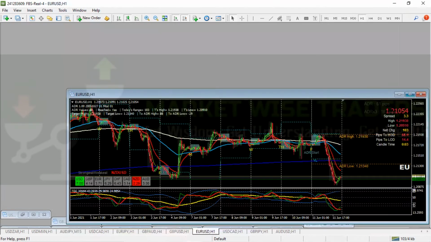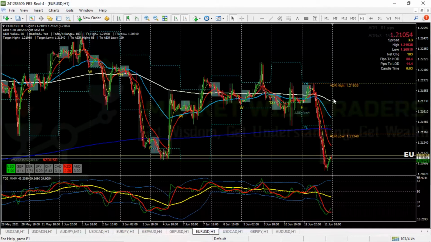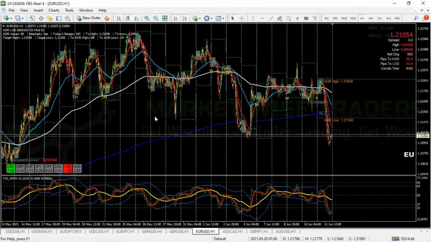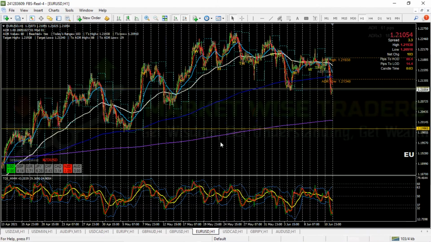Okay, let's start off with EU, so the bigger major. These are old lines, let me just remove this line. This is the H1 time frame. I have been following this pair, so I kind of know where I am in the cycle. Always know where you are in the market maker cycle before you do anything.